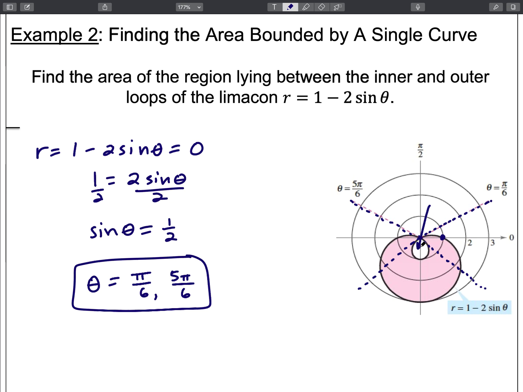If you want, you can actually pause the video here in a second. Take this guy, 1 minus 2 sine of theta, into your graphing calculator. Hopefully you're in polar mode. And then hit window once you have that in there.